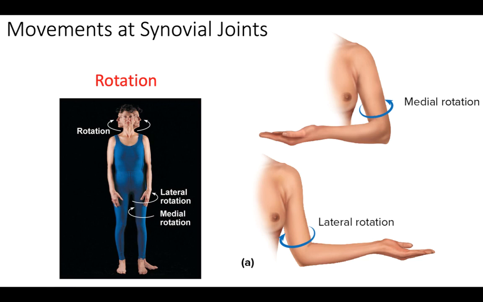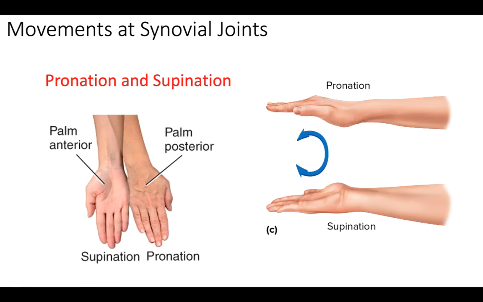So practice rotating your head side to side. Practice rotating your leg. Practice rotating your arm. When we rotate our palm, we have specific words for that. That's known as pronation and supination. Pronation and supination is a type of rotation, but those are specific to the palm of the hand. And this is done not at the wrist. This is done at the proximal radio-ulnar joint.